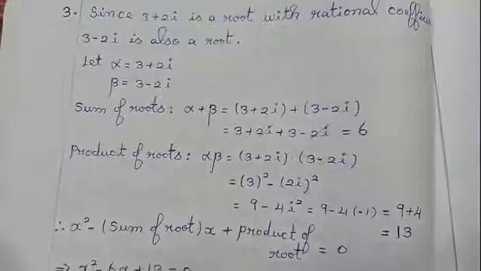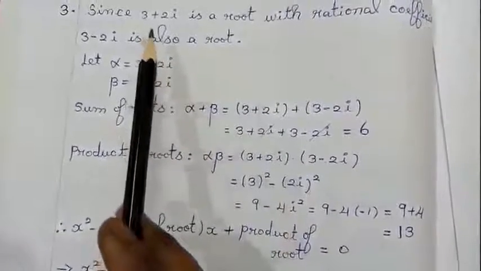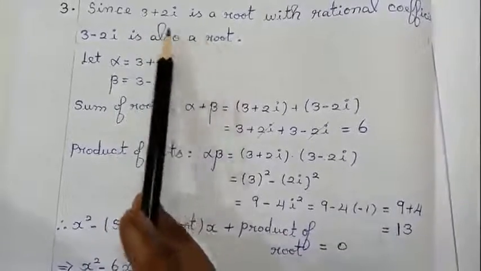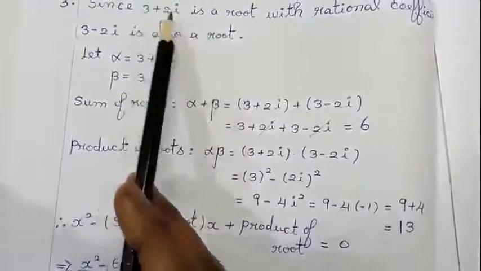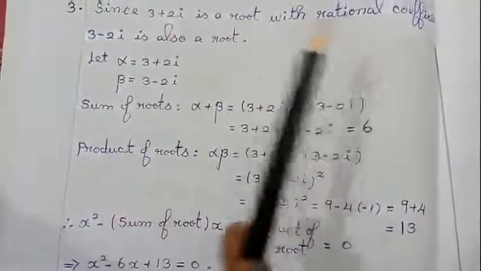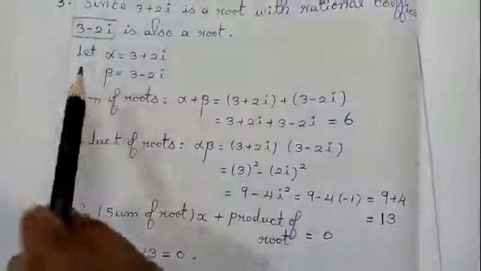Exercise 3.2, third sum. Find the polynomial equation of minimum degree with rational coefficients having 2i plus 3 as a root. Given in your question is 2i plus 3. I am writing this as real part plus imaginary part, that is 3 plus 2i is a root with rational coefficients. So according to the theorem, definitely 3 minus 2i is also a root.